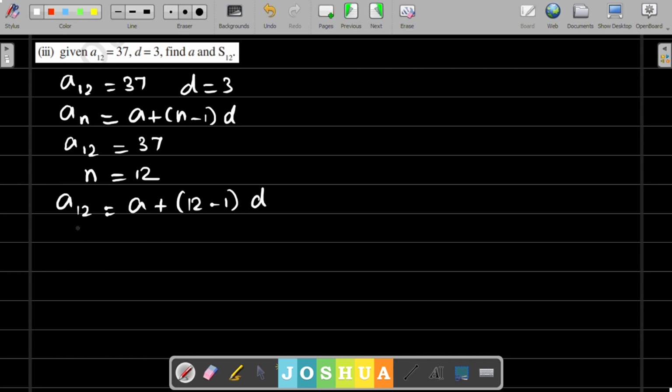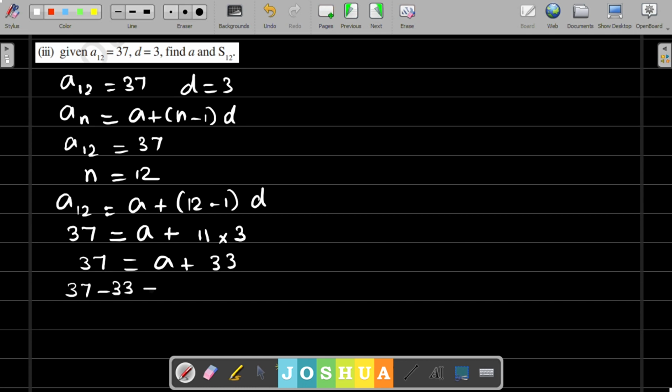We already know the value of a12 is given as 37. So 12 minus 1 is 11 and the d value is 3. So that is equal to a plus 33, that is equal to 37. Or in another way, 37 minus 33 is equal to a, or 4 is equal to a, and better to write it in this form: a is equal to 4. I got the value of a.